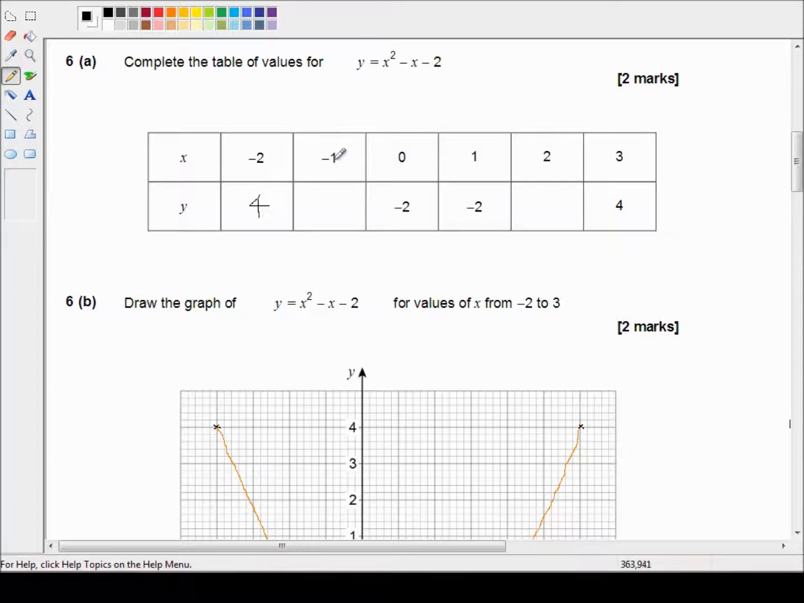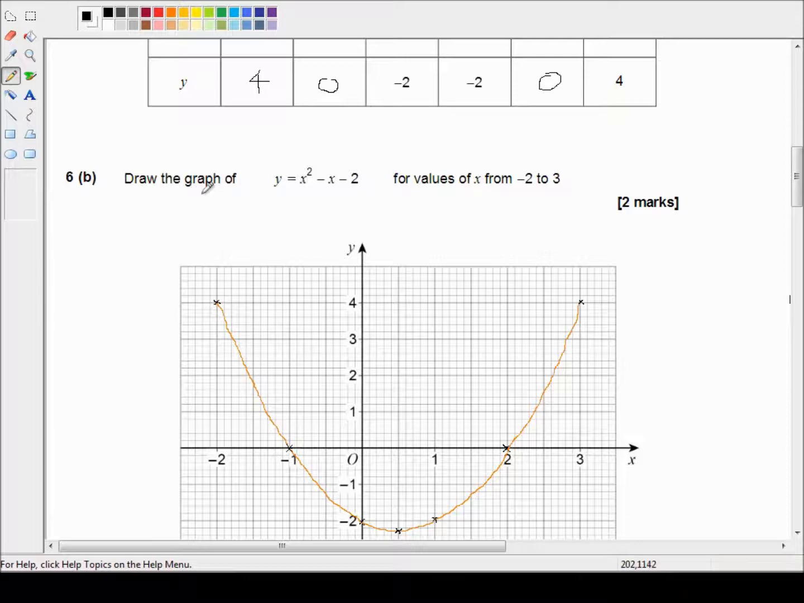Then we've got negative 1. So negative 1 squared is 1. 1 minus negative 1 is positive 2. 2 minus 2 is 0. So it's 0. These are already filled in, so we're left with 2. 2 squared is 4. 4 minus 2 is 2. 2 minus 2 is 0. And that's for 2 marks.